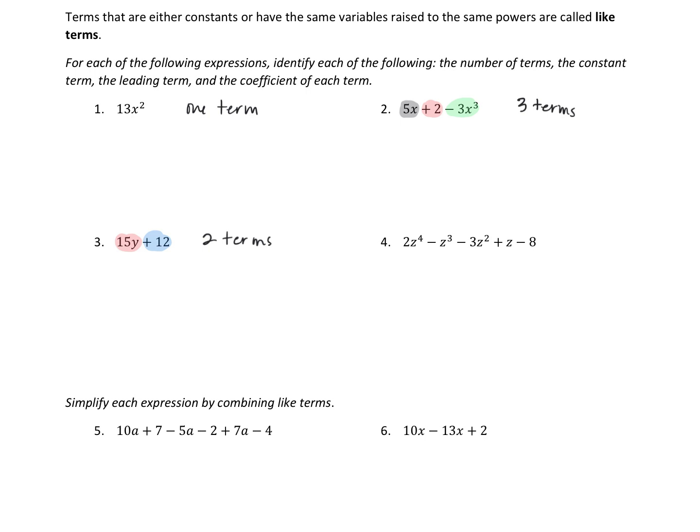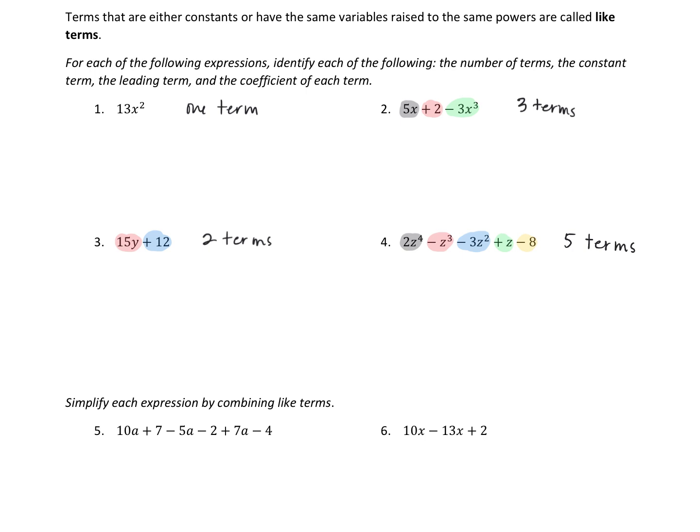In number 4, we have quite a few addition and subtraction signs. So we have 2z to the 4th, then we have a negative z cubed, then we have another negative 3z squared, then we have a plus z, and then we have a minus 8. So in this one, we actually have 5 terms. So hopefully after seeing those examples, you can pick out where a term starts and where a term ends and see how many terms you actually have. That's important.